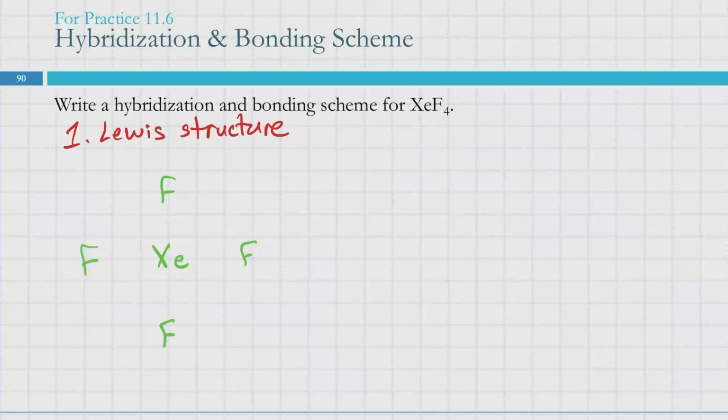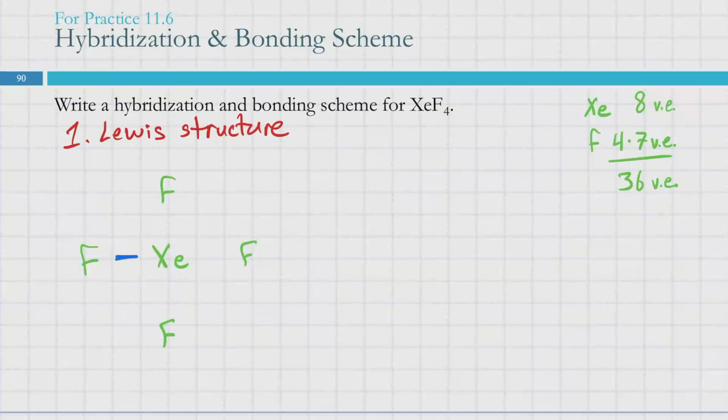We also need our number of valence electrons. Xenon is a noble gas. It's really big though, so it does do a little bit of bonding. So that's going to have 8 valence electrons because it's a noble gas. Fluorine, we've got 4 of them. They have 7 valence electrons each. That'll give us a total of 36 valence electrons, 8 plus 28.